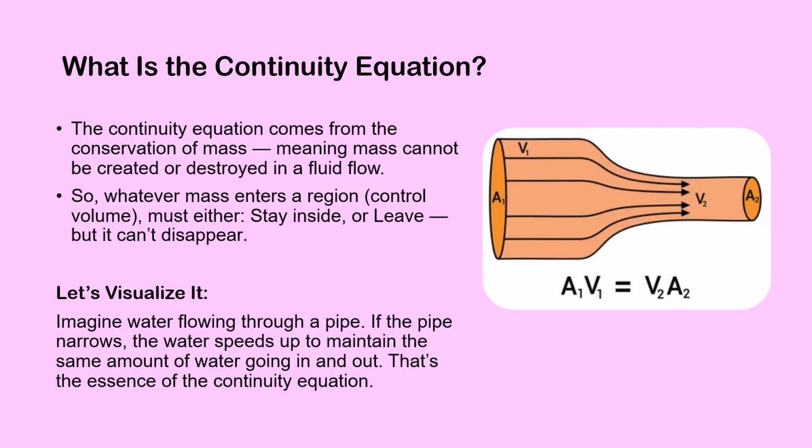The continuity equation goes hand in hand with the conservation of mass, meaning mass cannot be created or destroyed in a fluid flow. So whatever mass enters a region, usually called the control volume, must either stay or exit. It can't just disappear. To visualize this, imagine water flowing through a pipe. If the pipe narrows, the water speeds up to maintain the same amount of water going in and out. That's the core idea behind the continuity equation.